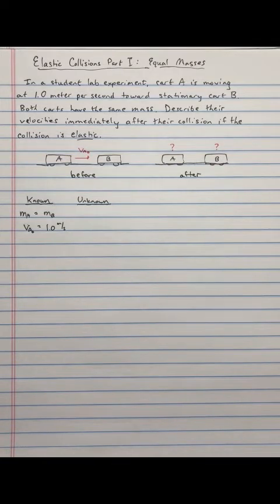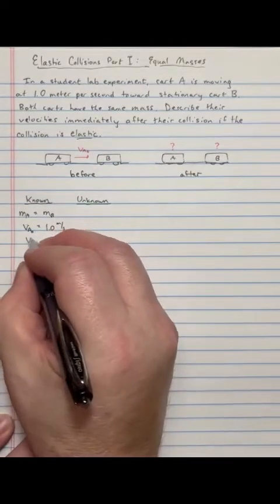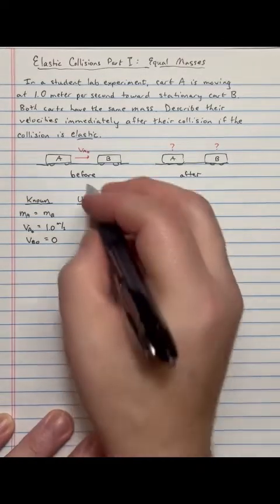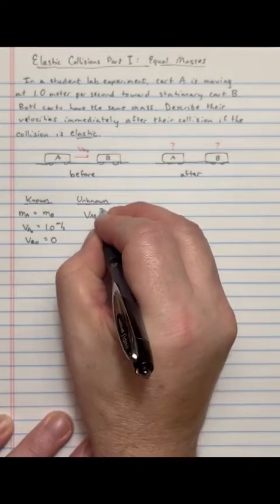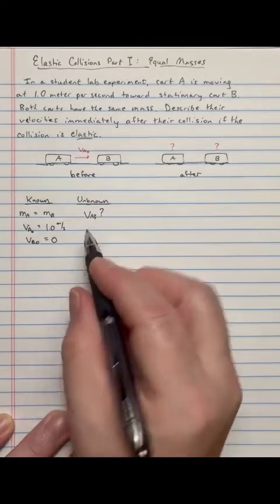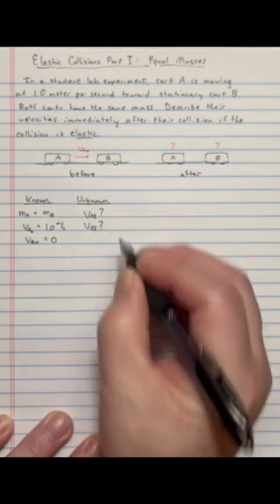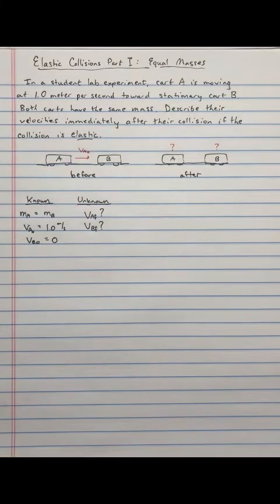Okay, what are the unknowns? Well, the masses are already related to each other. What we're interested in finding out in this particular problem is the velocities of the carts after. Now, the velocity of cart B before the collision will be 0, so let's make that official. So VBO, if you will. But VAF, the velocity of cart A after the collision, or the final velocity of cart A, and VBF, the final velocity of cart B, those two velocities will be unknowns. We need to find those out. All right, so let's start there.